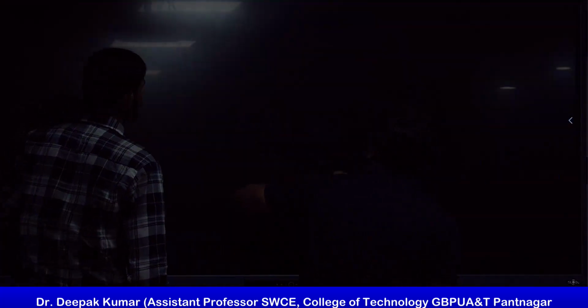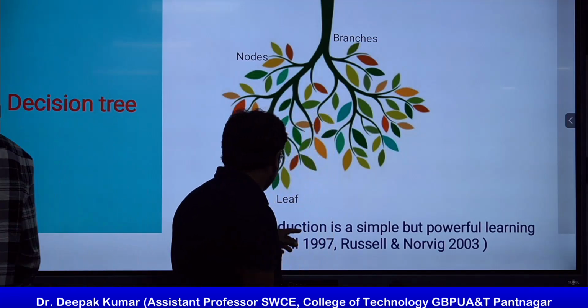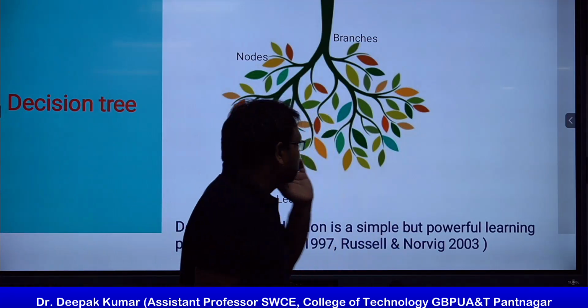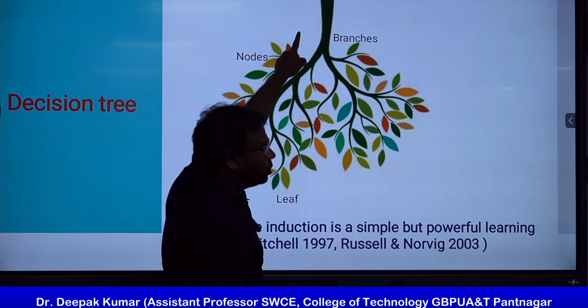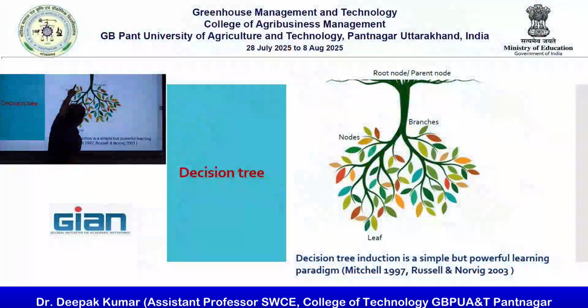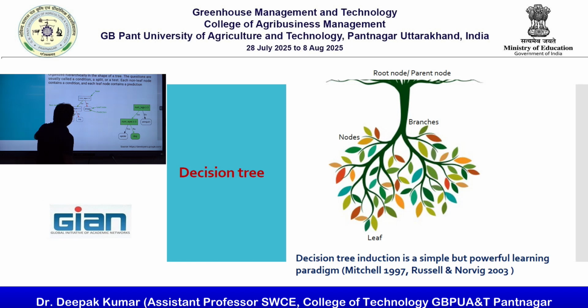Okay, have you got it? So in a decision tree, what happens is that the root node is at the top, and the decision is taken with the help of some leaf. So decision tree induction is a simple but powerful learning paradigm. And this I have told you by a different example. Another example is shown, isn't it? Method to split data decision.